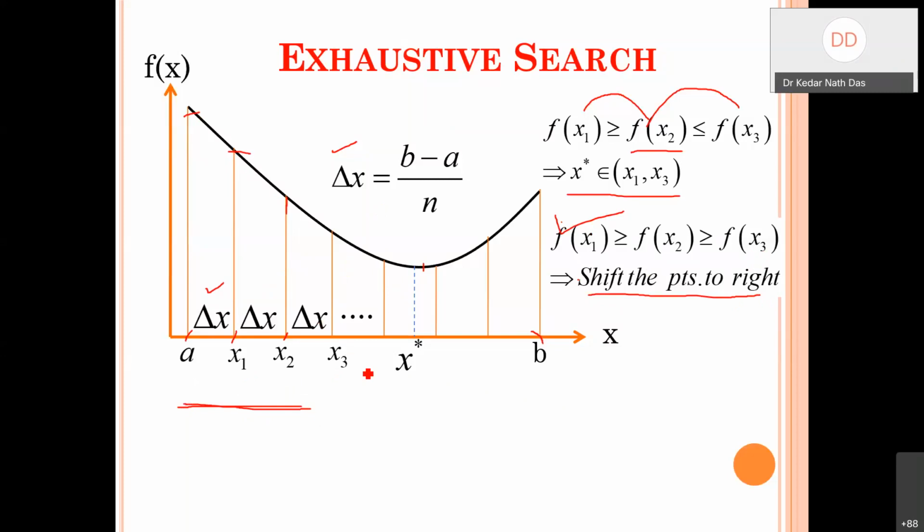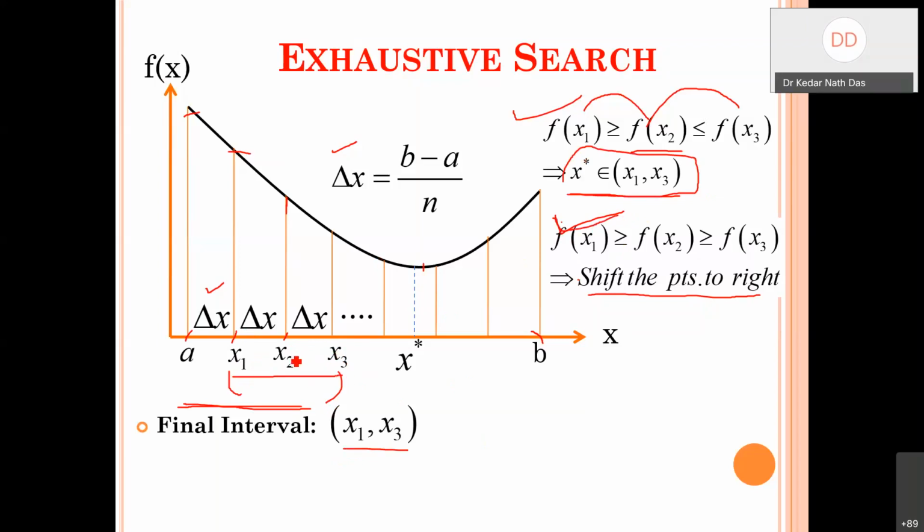Then again we have to do the same exercise to see whether we have to shift to the right or not. Whenever the bracketing condition comes to the picture, then we bracket x star in that particular interval. Finally, the interval is x1 to x3, and we have a bracket saying that the optimum solution lies here. After shifting x1, x2, x3 to the right, the same condition needs to be checked again, and then this set of variables will shift in the next iteration to the right, and right, and right.